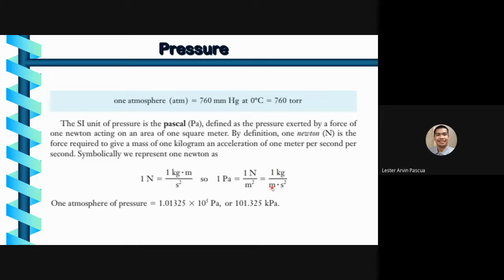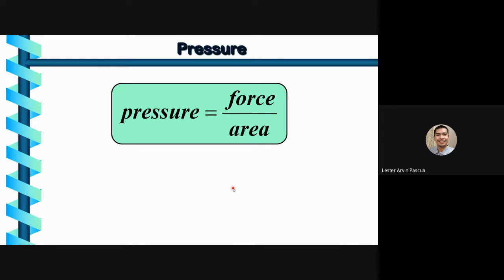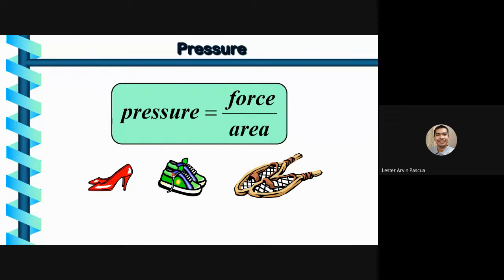What I usually do is just memorize the equivalent of one Newton, and then derive the rest on the spot during the exam. It's easier than memorizing everything, like 1 Pascal being 1 kilogram over meter second squared and 1 Newton being equal to that. It's okay to memorize just one, and since you already know the formula, you can start deriving your units from there. There are a few illustrations here. So again, that's pressure.